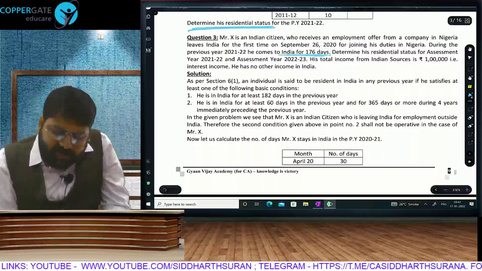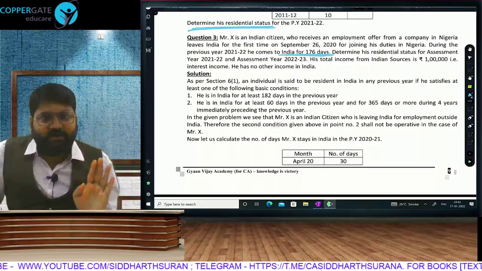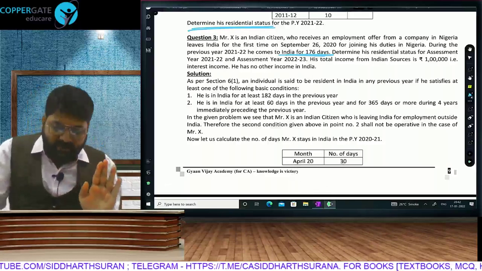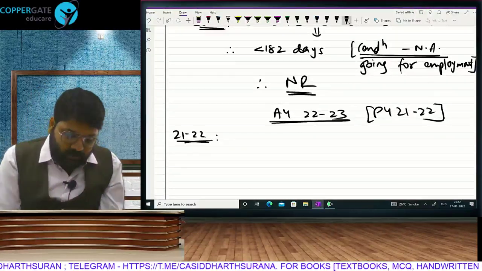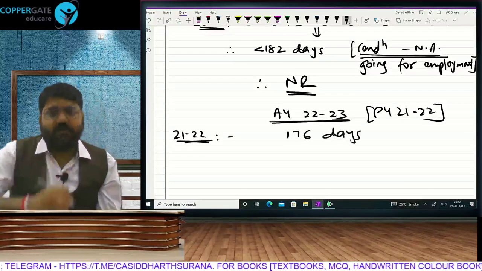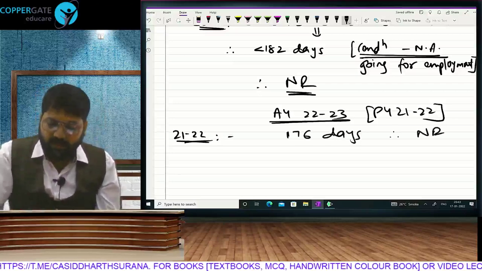First of all, this part is very clear. So, you don't have to check April, May, June, July. They have already given you the number of days for 21-22. Is that clearly visible to all the students? Yes, sir. So, what is his stay in India for 21-22? 176 days. And will you check 63, 65? No. Therefore, he is non-resident.